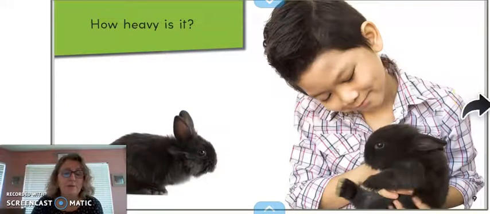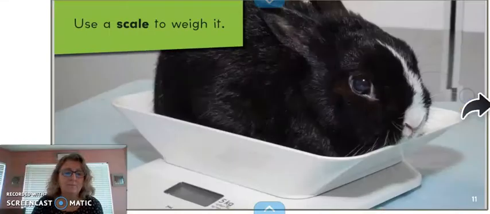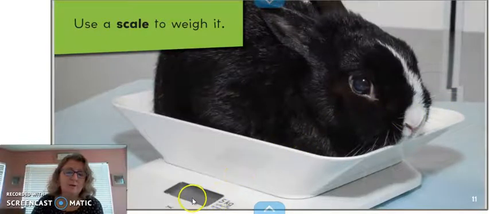How heavy is it? Use a scale to weigh it. So they're weighing this bunny rabbit on this scale. I bet you have a scale in your bathroom that you could stand on to weigh yourself.